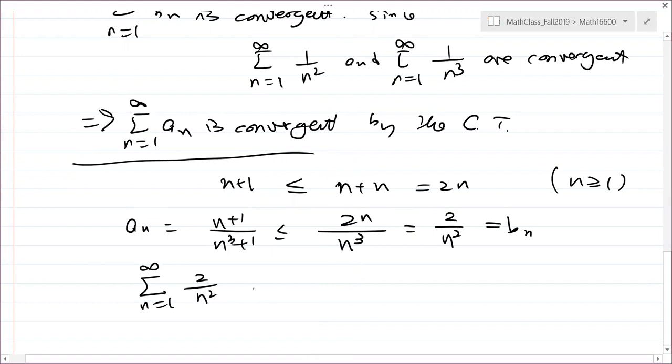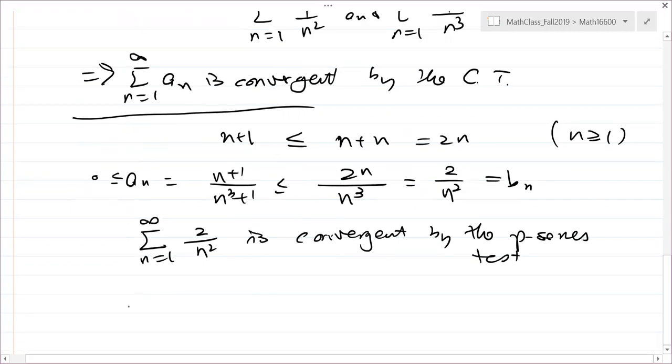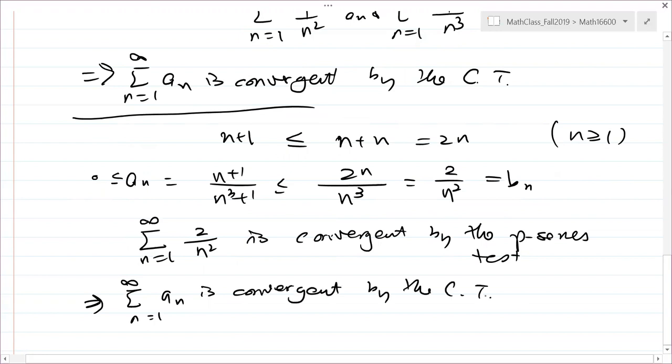So this is convergent by the P series test, okay? Then it implies the series an is convergent by the comparison test.